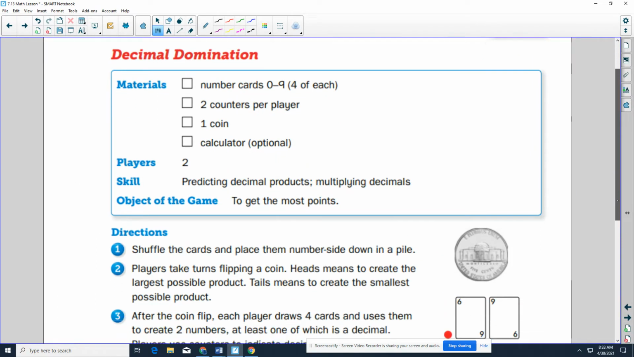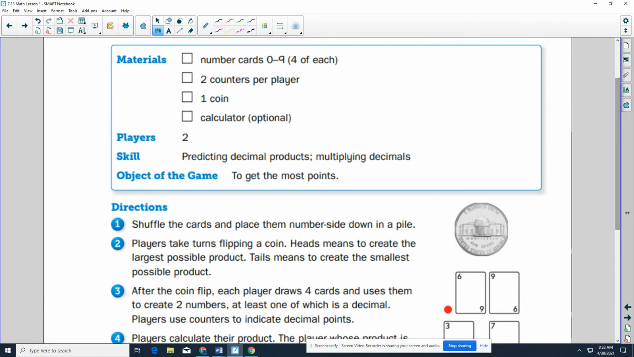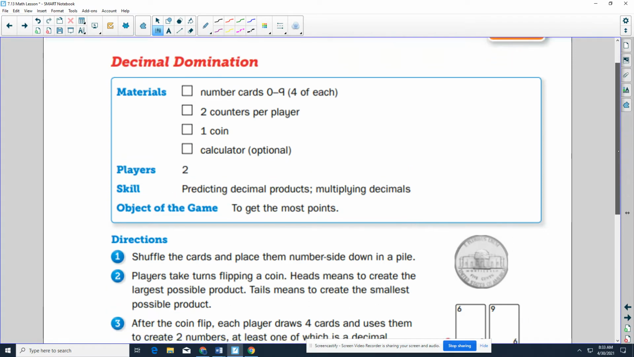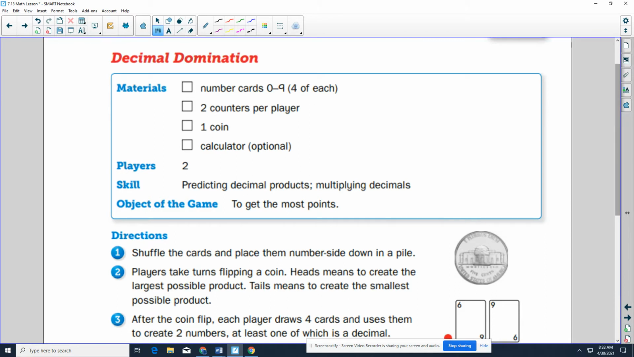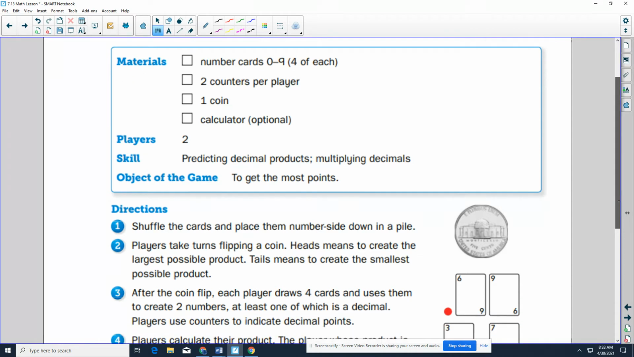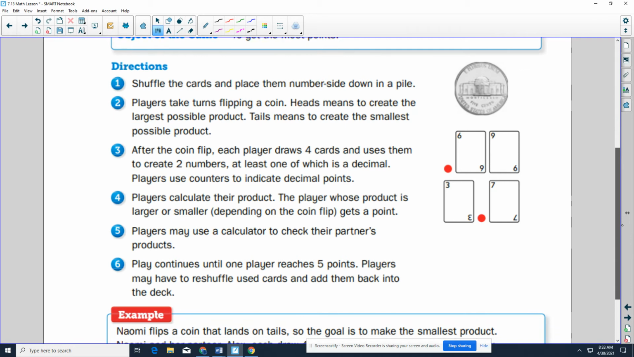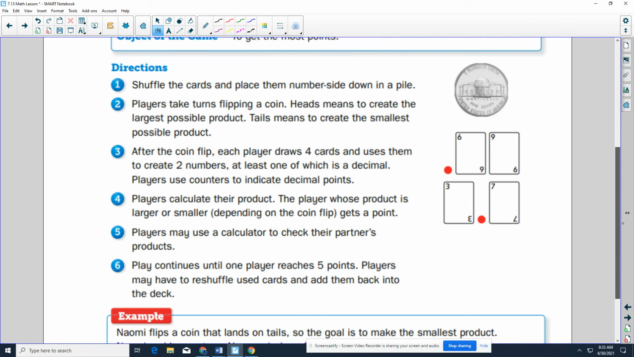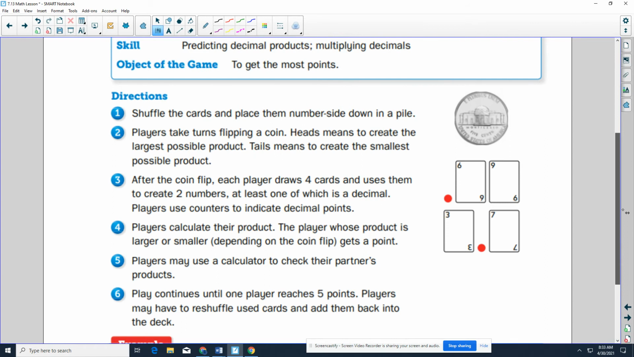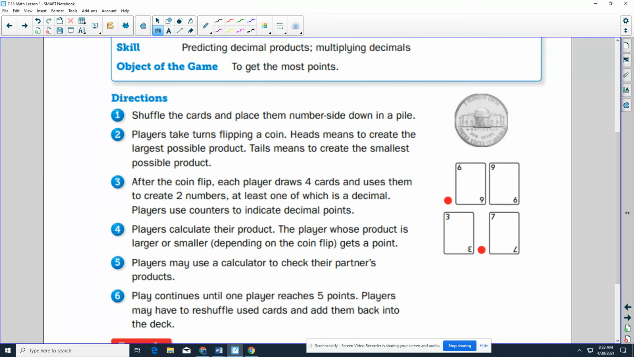All right, that is the end of the work in your math journal. If you would like to play this game at home, Decimal Domination, you can. I don't believe there's an online version of it, but you can also look it up on ConnectEd if you need to see that and you would like to play. So the things you need are number cards, 2 counters per player, 1 coin, and a calculator which is optional, and 2 players. So predicting decimal products, multiplying decimals to get the most points there. So I will put the directions right here. If you would like to pause the video and check that game out, you are more than welcome to do that. Otherwise, that is the end of our lesson.